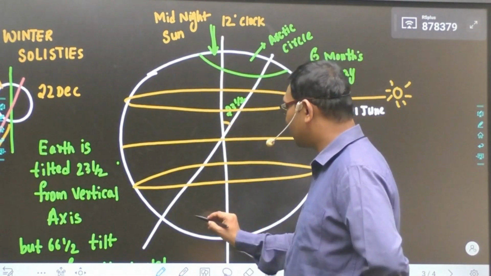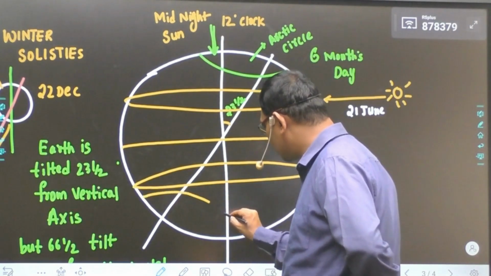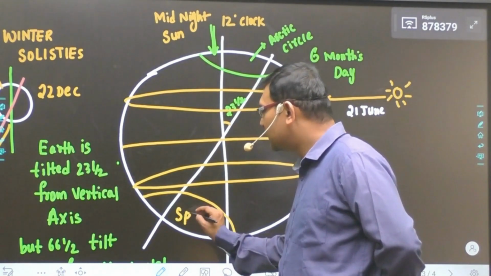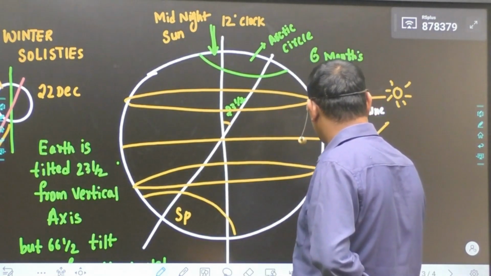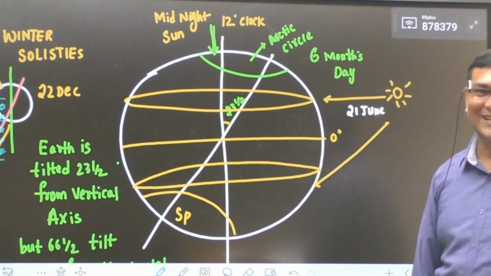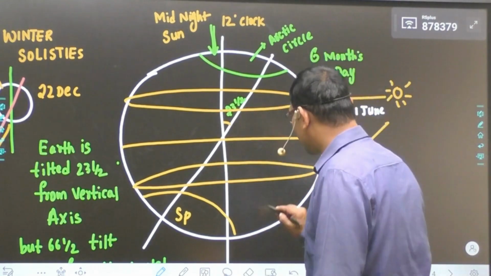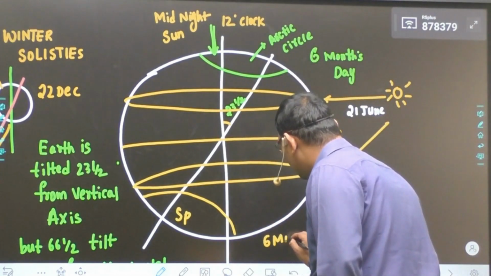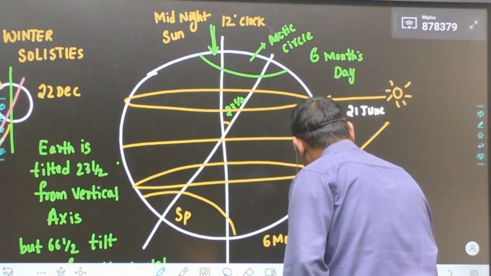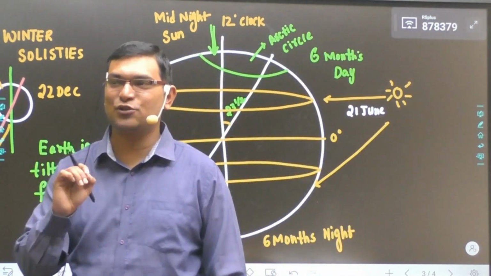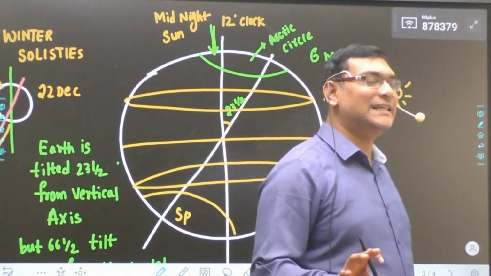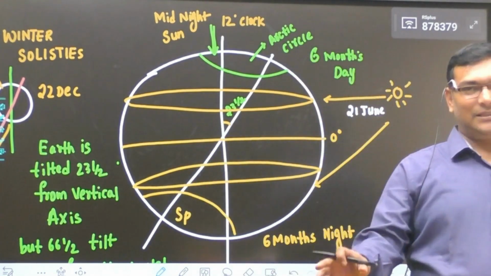But here you see, if I draw here, this is your circle. This is what? Antarctica, the South Pole. It is completely under darkness because light is falling only up to here. Yes or no? Am I clear? So this is 6 months day. This will be 6 months night. Is it clear? Right?